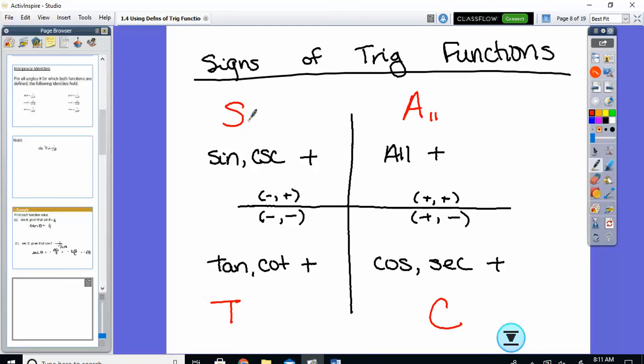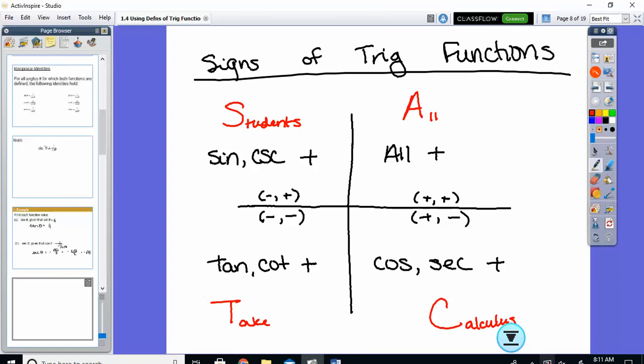I will say all students take calculus. And this trick tells us where things are positive. In quadrant 1, A, they're all positive. In quadrant 2, S is for sine, so sine is positive.